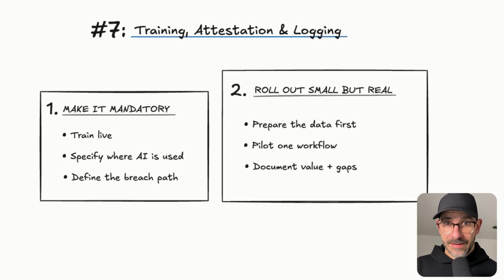Then define the breach path. Who gets notified, how fast, and what happens on first, second, and deliberate violations. "I didn't know" is not a defense. Roll it out small, but real. Pick one workflow, like intake summaries or internal memos, and prove the controls work. You should have full logs in under 2 minutes and reviewer sign-off before anything leaves the firm. When it works once, expand it slowly and safely. Because if you can't produce proof of review or proof of logging when asked, the policy doesn't exist in practice. And once those 7 foundations are in place, AI becomes a controlled assistance and not an open liability.